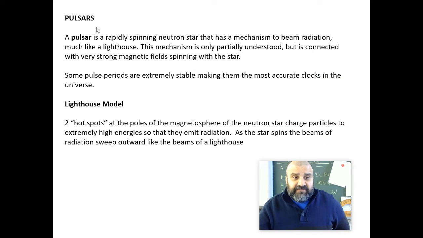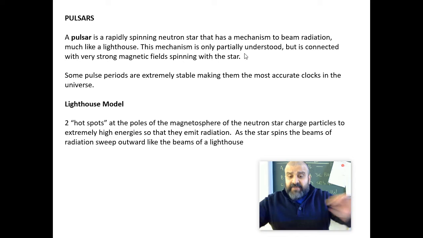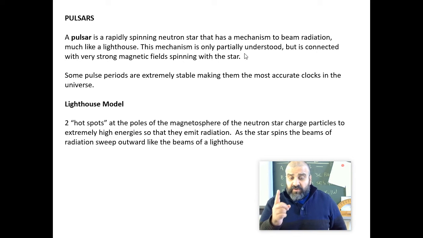So pulsars. A pulsar is a rapidly spinning neutron star that has these beams of radiation coming out of the poles. So a neutron star is spinning, think like a lighthouse, and out of the poles of the neutron star are these beams of radiation. So, right, we've got, how can I best explain this?